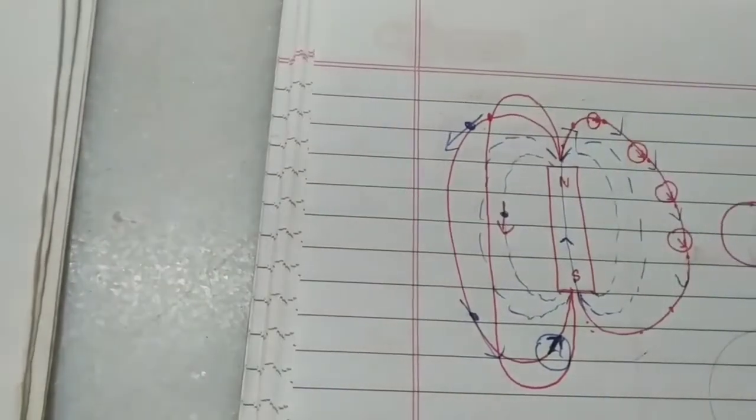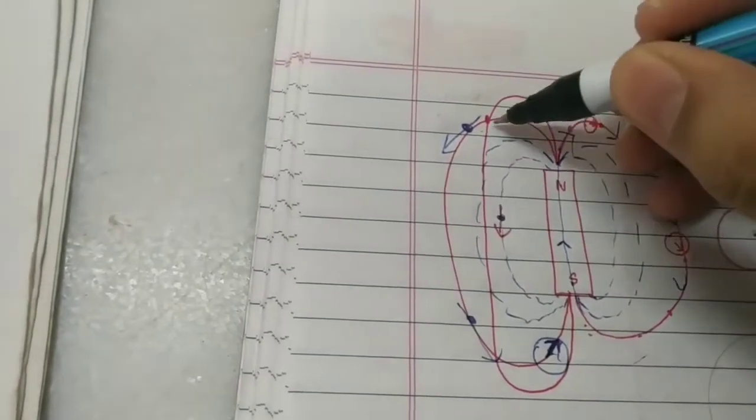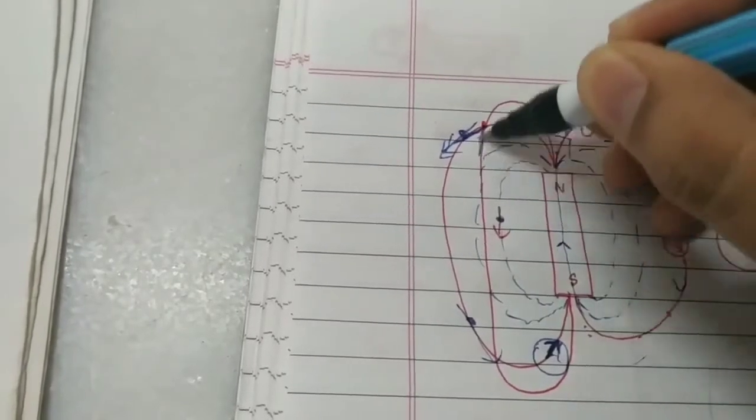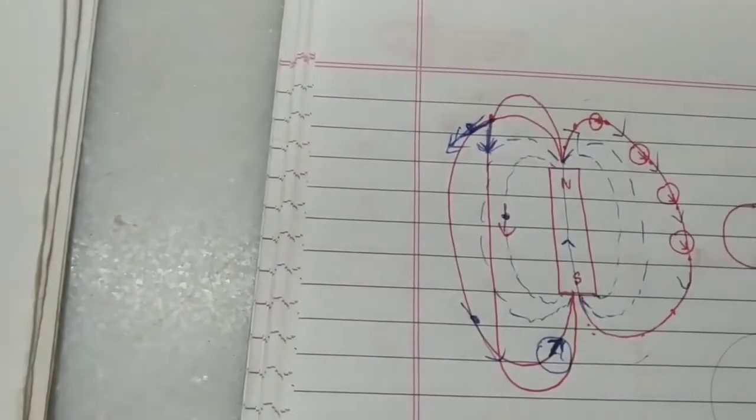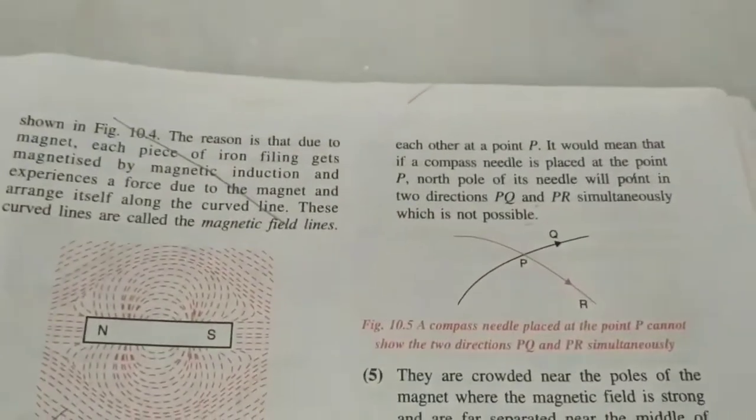Think about it. If this was possible, and I ask you, what is the direction of the magnetic field at this point? You could either say this is the direction, or you could say this is the direction. How can a force have two directions at the same time? So, two magnetic field lines cannot intersect each other. That's not possible.